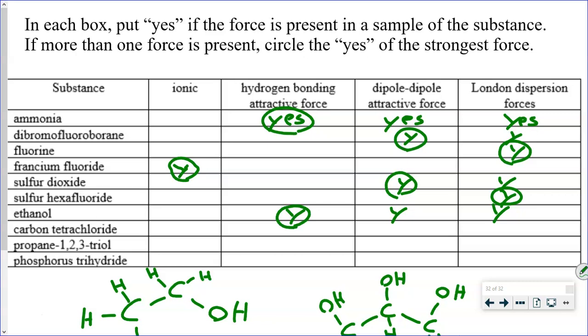Okay, so we're always on the lookout for hydrogens being covalently bonded to either fluorine, oxygen, or nitrogen to kind of pick out those hydrogen bonds.